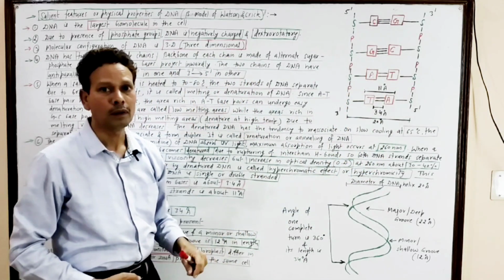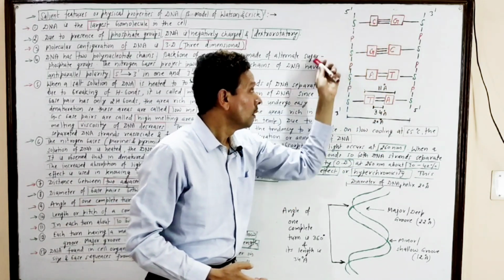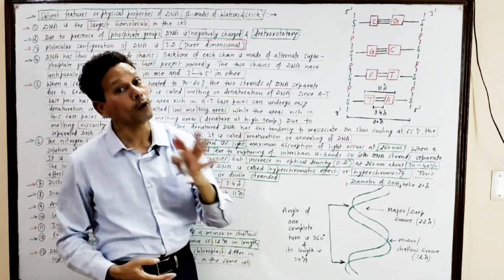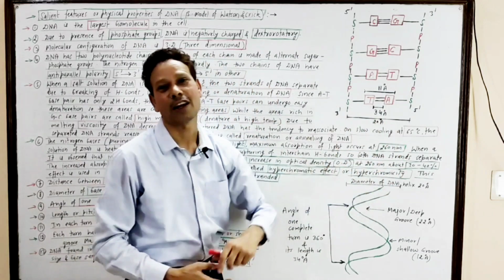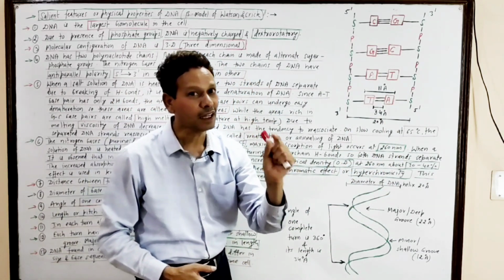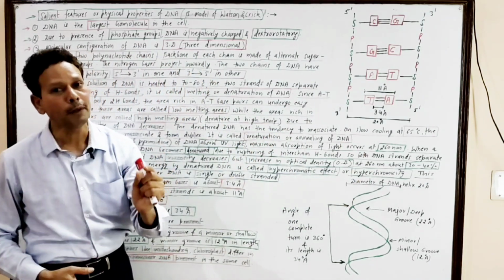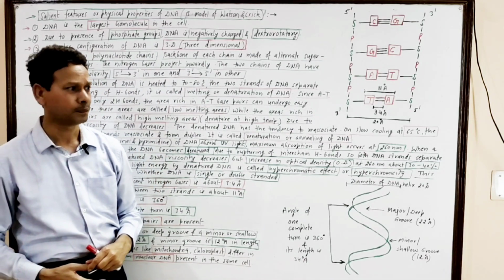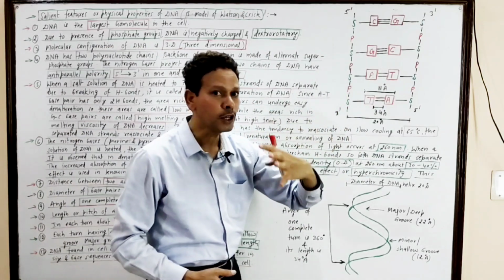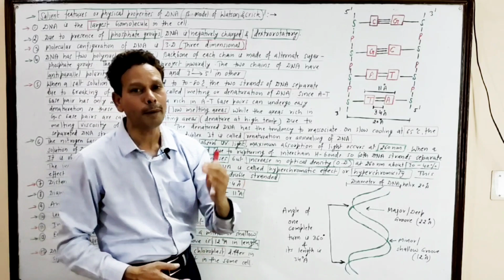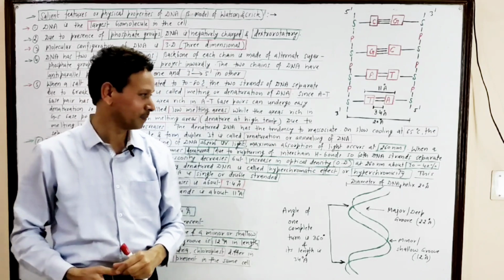Note down, the denatured DNA absorbs more light radiation, more UV radiation at 260 nanometer. That effect is called hyperchromic effect or hyperchromicity. It means in denatured DNA, the absorption of UV radiation increases, optical density increases, but viscosity decreases.